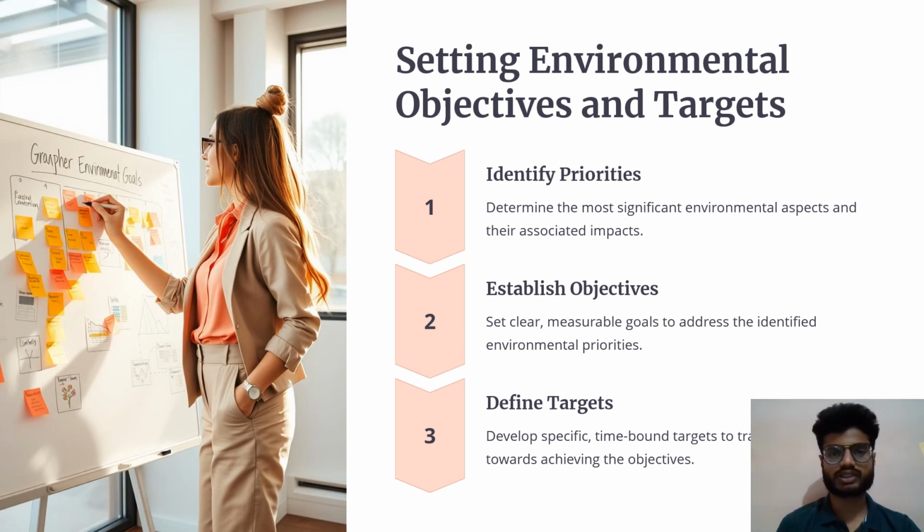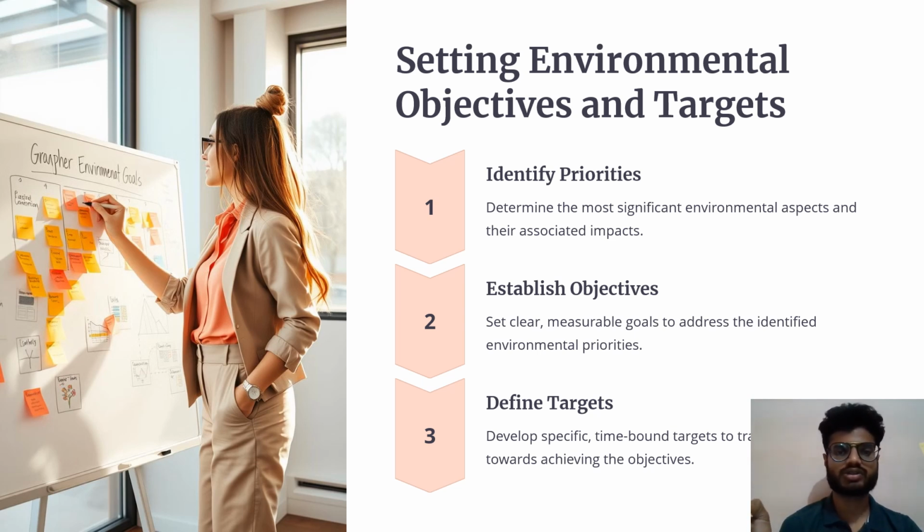Setting environmental objectives. So this is the procedure by which we can set the objectives and targets. Like we can identify and prioritize, determine the most significant environmental aspects and their associated impacts. Like in a particular region, maybe air pollution is one of the most important things which must be prioritized to be resolved. Then we can determine the significant amount of problem and we can just mark it.